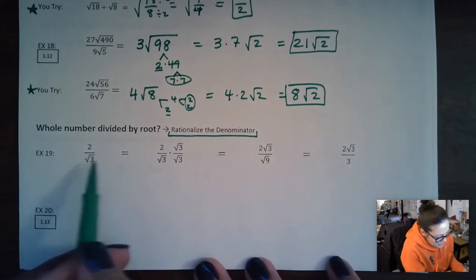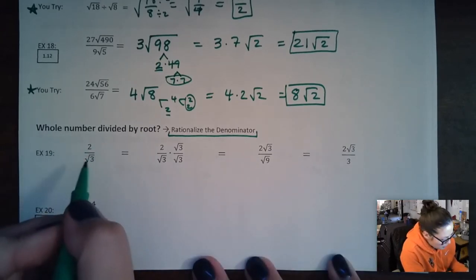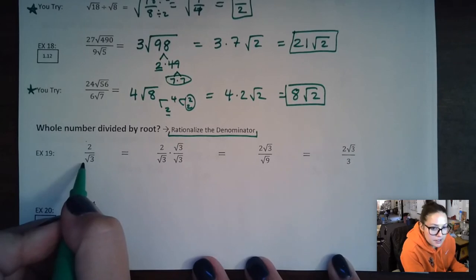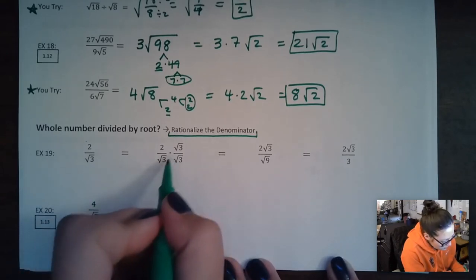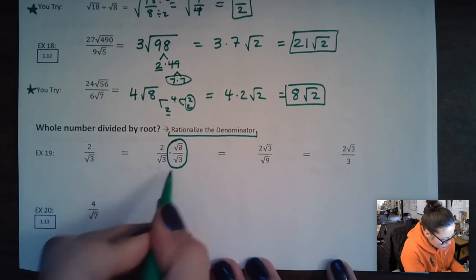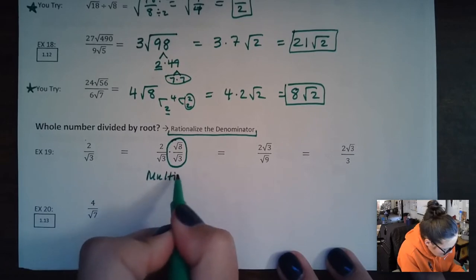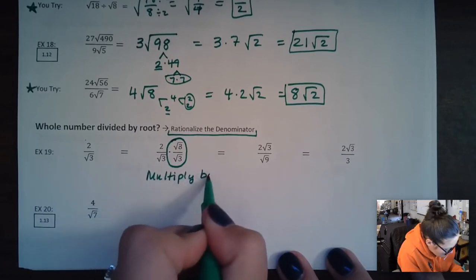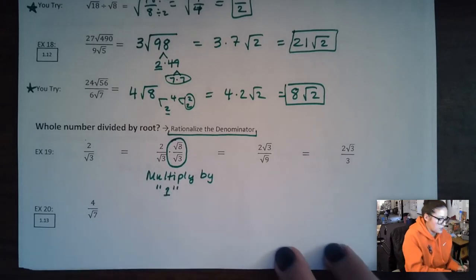So again, example 19 is worked out completely for us, but let's kind of see what happens. So I have 2 divided by the square root of 3. And again, I can't have it so that the square root is in the bottom. So this is what happens here. We multiply by the square root of 3 over the square root of 3. So we multiply by, and this is what I want you to write, 1 in quotation marks.